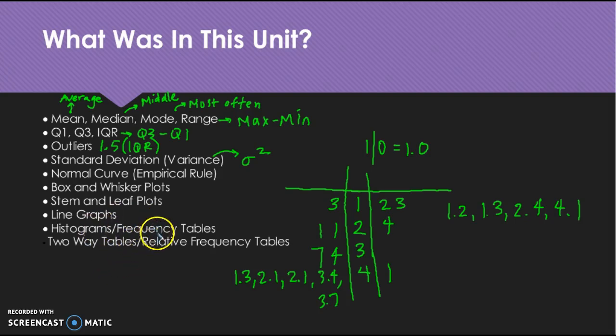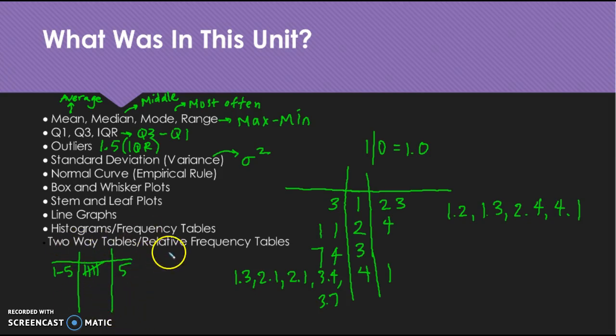And it kind of goes along with your frequency tables, which is just the table that you have for your histogram. So on one side you might have this interval of 1 to 5, and then you have your tallies of how many times, and then on this side we would put a 5. So that's your frequency table.